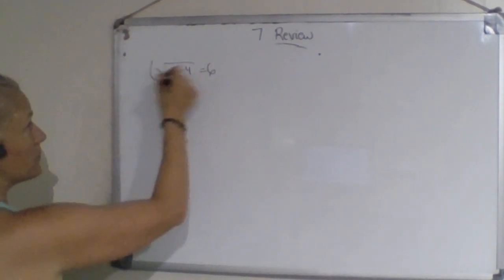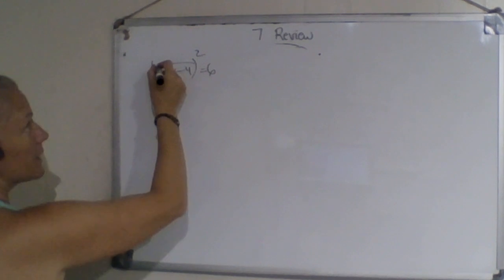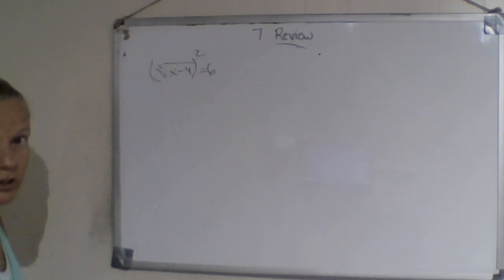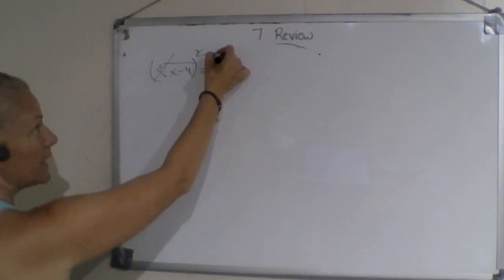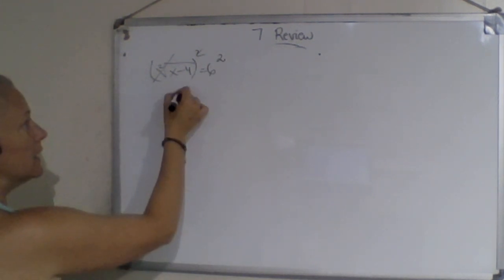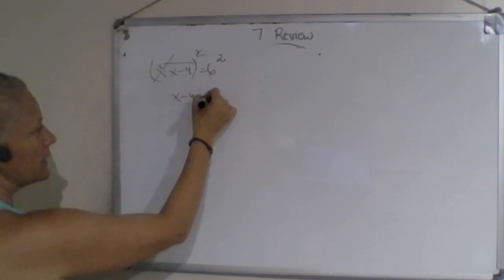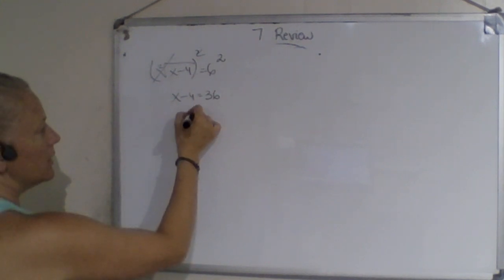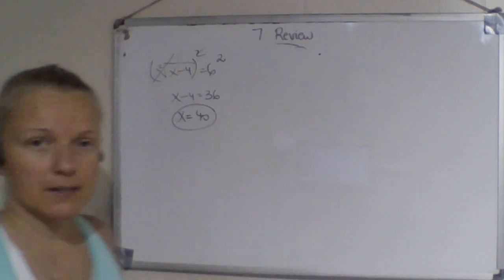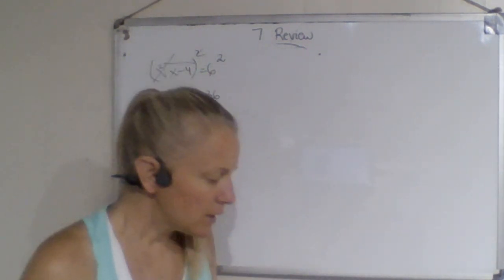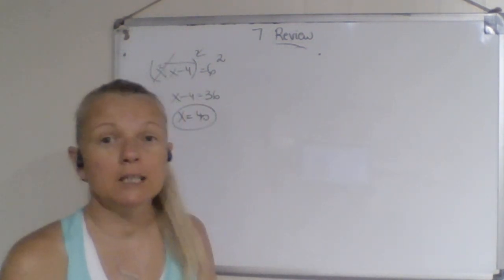Well, I can't do anything, but I can square this, because if you remember, we don't put it in there, but there's a 2 in there at all times. This will cancel that, but if I do it on this side, I have to do it on this side. x minus 4 equals 36. I move my 4 over. x equals 40. And if you remember, with this type of problem, I told you, you don't have to check them. They will tell you to check for extraneous solutions.